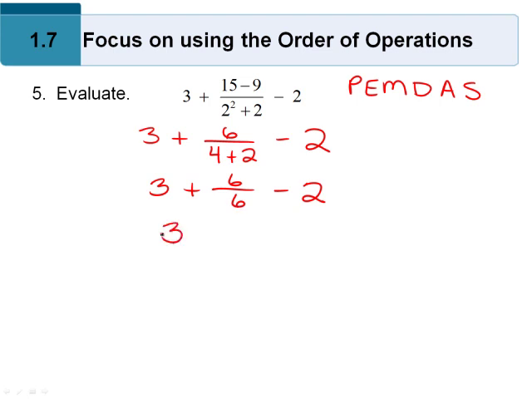So we bring down the 3. 6 divided by 6 is 1, and then minus 2. So remember, when we get to this step, it says do addition and subtraction as they occur left to right. So we're going to start from the left. 3 plus 1 is 4, and 4 minus 2 is just 2. That's a nice problem. I like that.